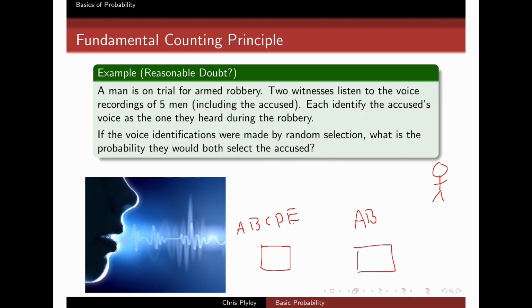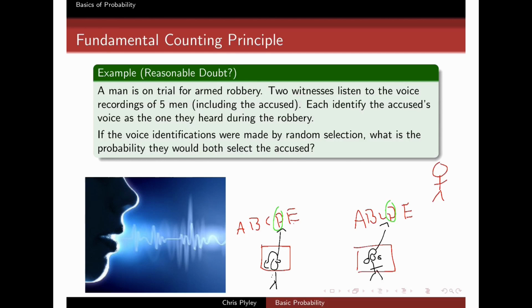And one of these people, let's say it was D, just for fun, happened to be the man who's on trial. And each of these witnesses, after they listened to these 5 audio recordings, those are supposed to be headphones, not a 1950s haircut, correctly identified the man who is on trial. So the question you need to ask yourself is, is this evidence that they were actually hearing the voice and recognized it? Or is there a chance that both of them could have made the same selection by randomly picking?